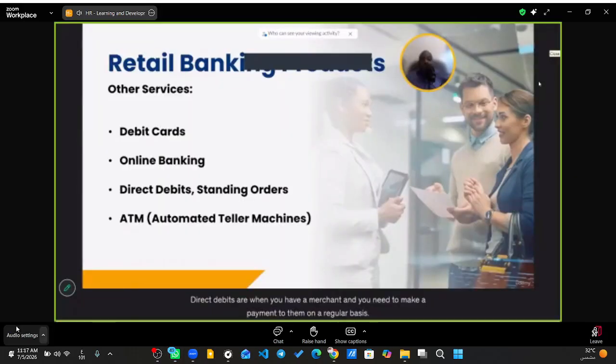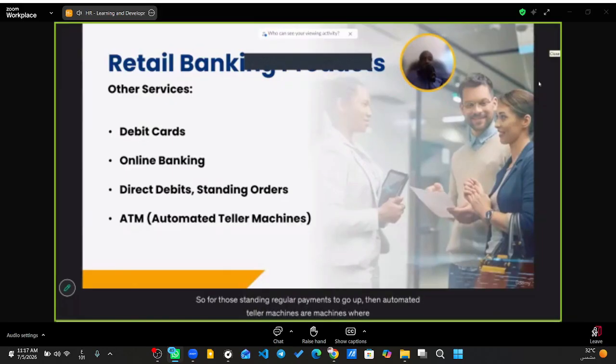Direct debits and standing orders. Direct debits are when you have a merchant and you need to make a payment to them on a regular basis. So they ask you for your bank account details, because they usually have a relationship with the aggregated bank account detail segment of the retail banking segment of the banking industry, and they effectively send an instruction to your bank that you've authorized them to take this amount every month, and then they send some paperwork to you that you need to approve. Standing orders are the ones you initiate yourself, for those standard regular payments to go out.